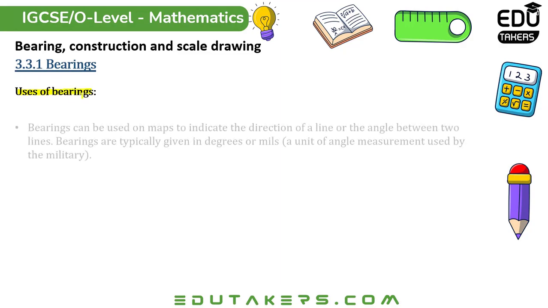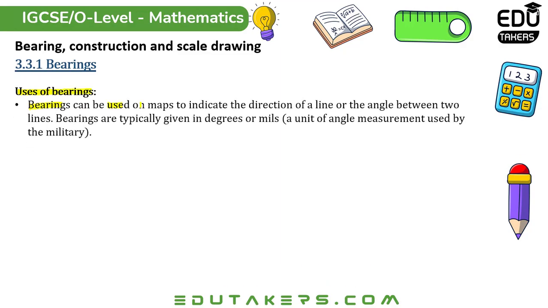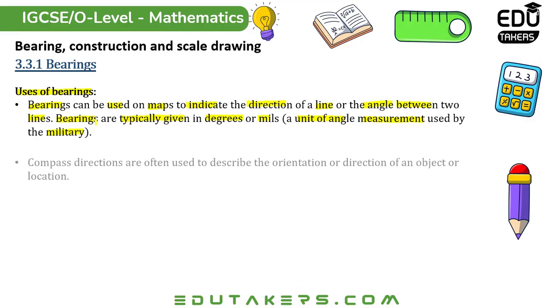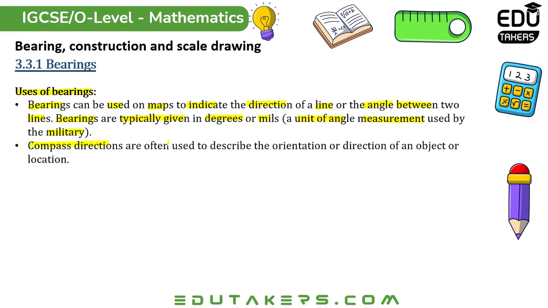Uses of bearings. Bearings can be used on maps to indicate the direction of a line or the angle between two lines. Bearings are typically given in degrees or mils, a unit of angle measurement used by the military. Compass directions are often used to describe the orientation or direction of an object or location.